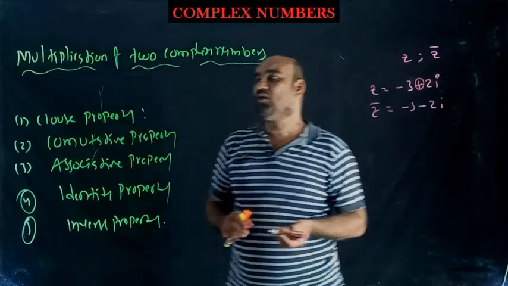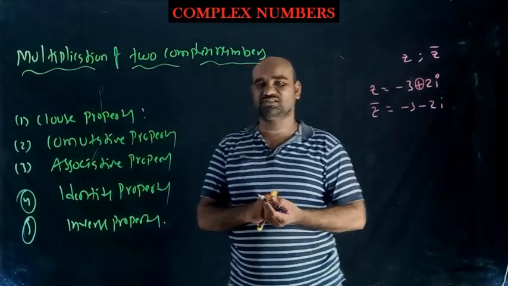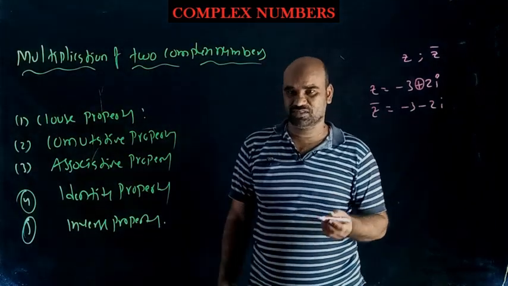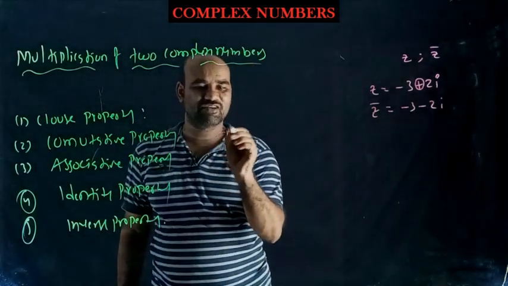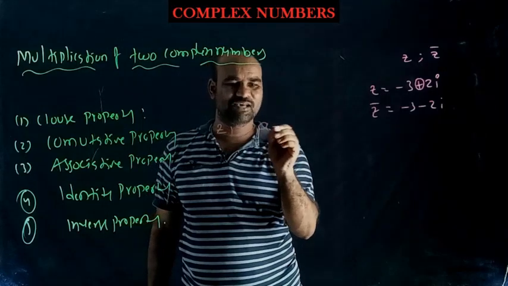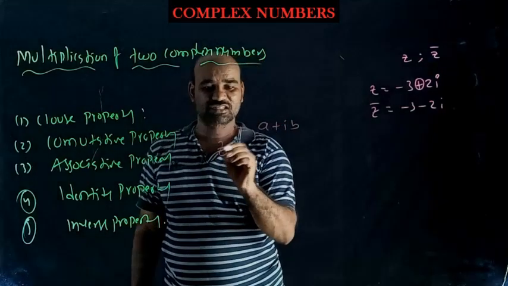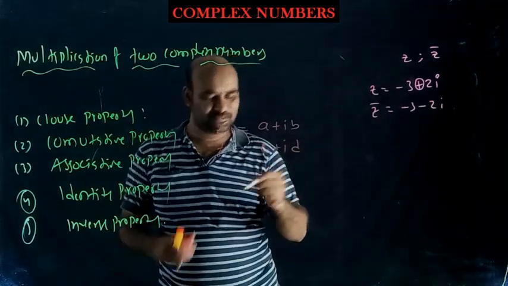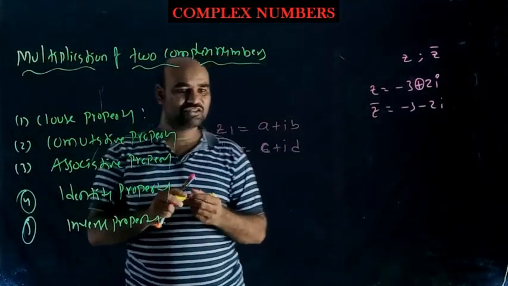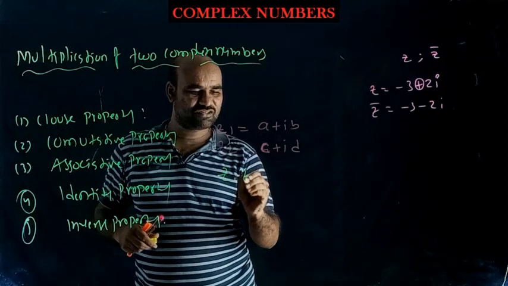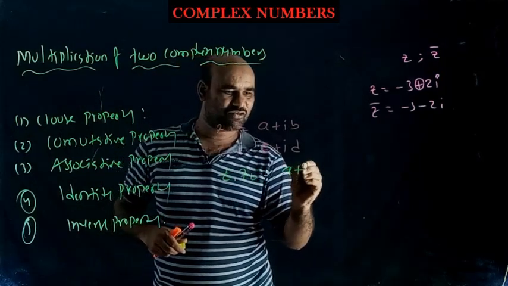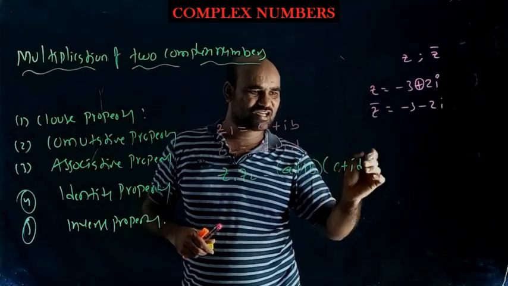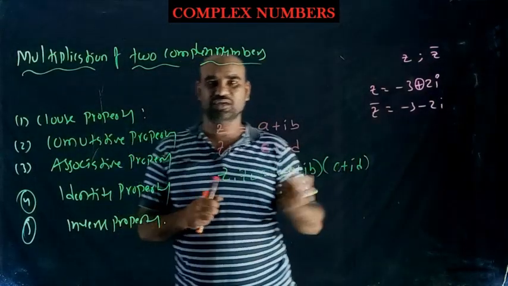Okay, now multiplication of two complex numbers. Just as you can multiply two real numbers, like that you can multiply two complex numbers. See, Z1 is a complex number given as a plus iota b. Z2 is given as c plus iota d. Now I want to multiply these two. Z1 into Z2 is nothing but a plus iota b into c plus iota d, just like multiplication of two algebraic expressions.